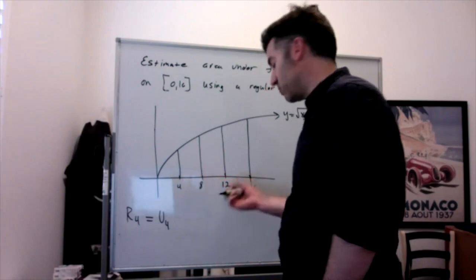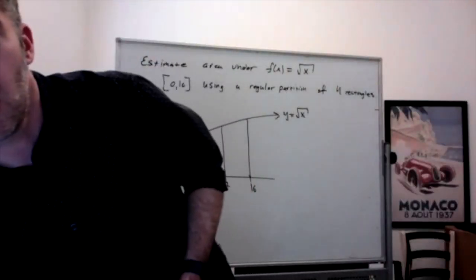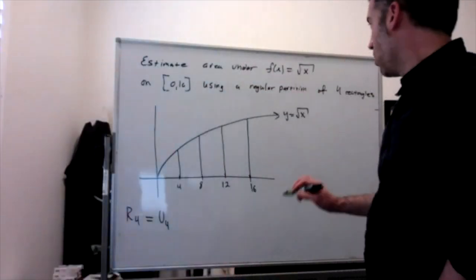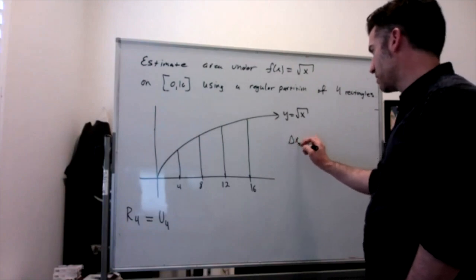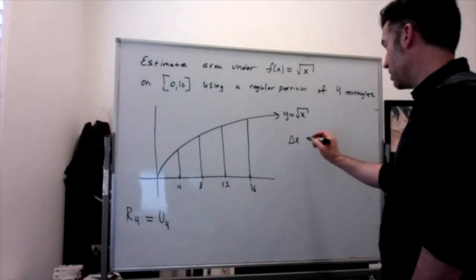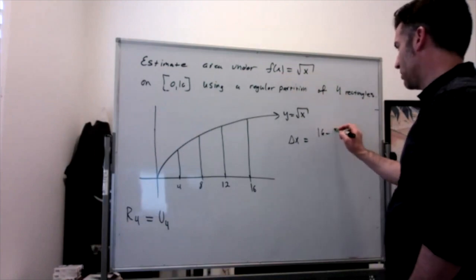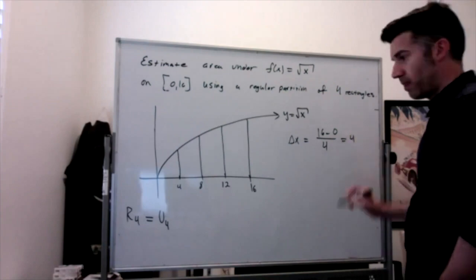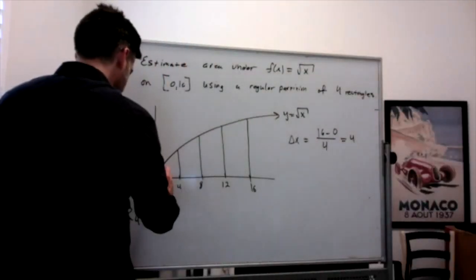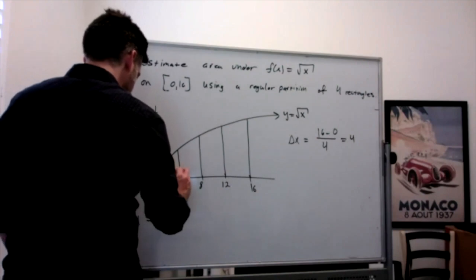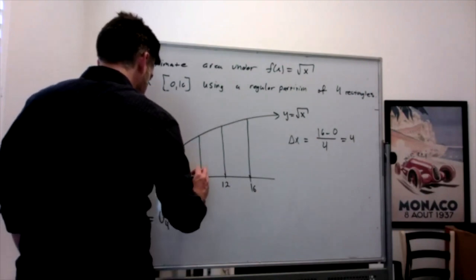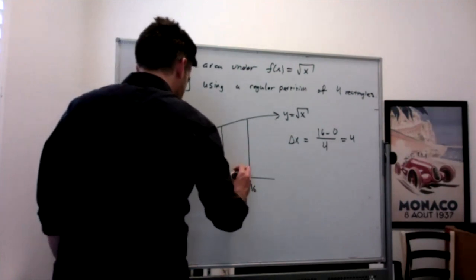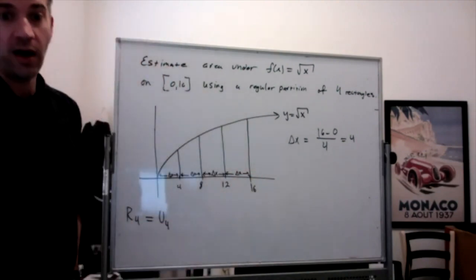All right, so I broke this up into 4 equal subsections. What I'm going to find here is that my delta x, the width of each subinterval, is equal to my total width, 16 minus 0, divided by the number of subintervals, which is 4. So this here is my delta x. This here is my delta x. Each of these subintervals has a width of delta x.